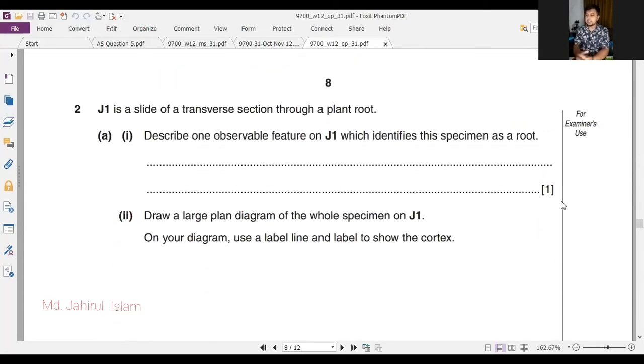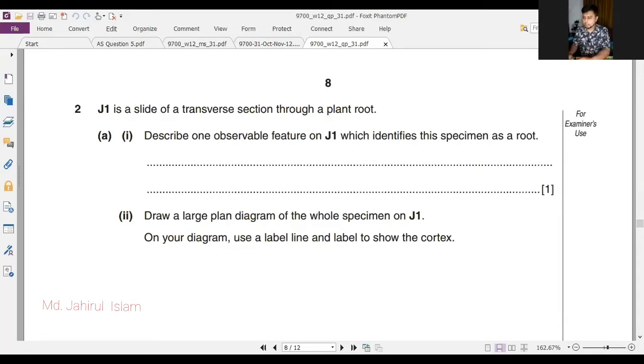So from page 8, question 2 is started. At first I will read the question. Z1 is a slide of transverse section through a plant root. So they are saying that this is the transverse section of the plant root. Describe one observable feature of Z1 which identifies the specimen as a root.